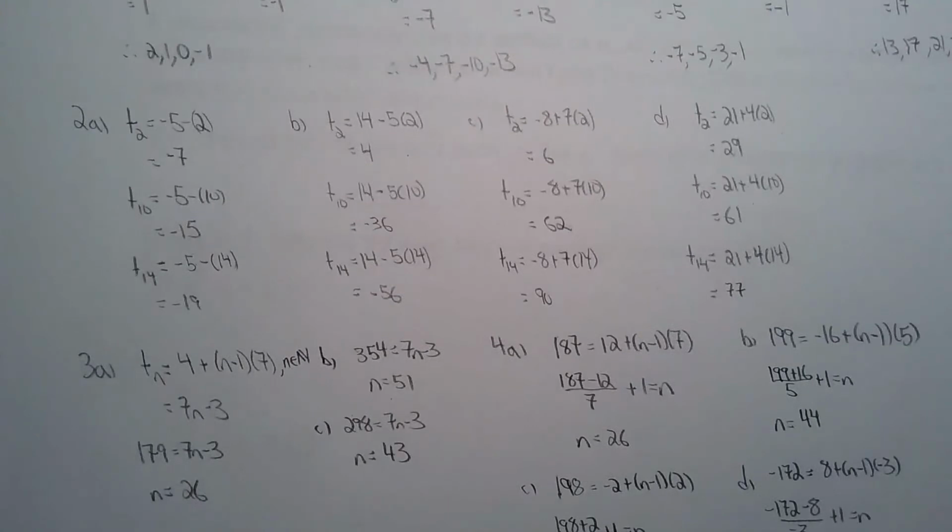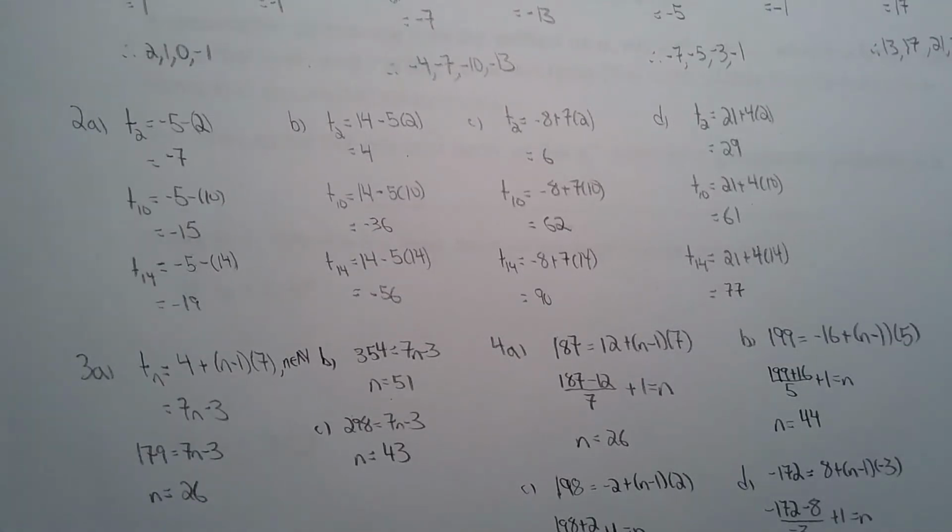For the second question, they gave me the formula for the general term, and they asked me to find the second term, the 10th term, and the 14th term. So that was pretty straightforward. Once you have the formula, the explicit formula, you can tell yourself the value of any term rather quickly.